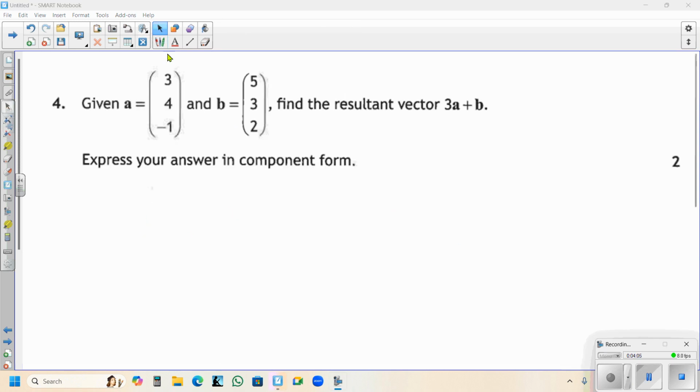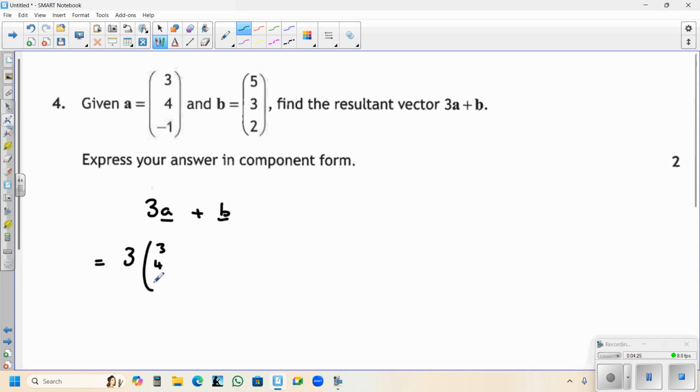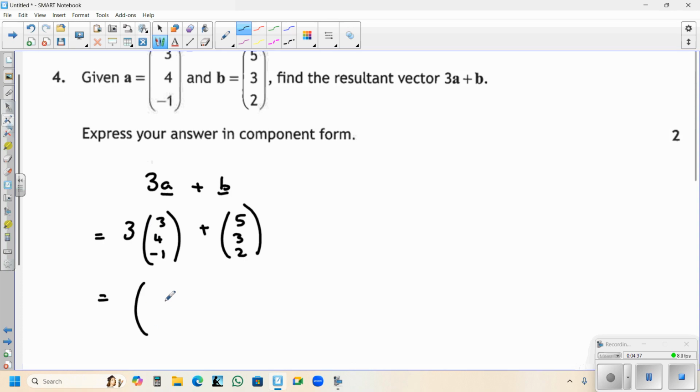Question 4. Vector A is given components 3, 4, negative 1. Vector B has got components 5, 3, and 2. Find the resultant vector of 3 lots of A plus B. So 3A plus B is going to be equal to 3 lots of (3, 4, negative 1). And then I want to add on 1 lot of B, which is (5, 3, 2). So when we multiply this one out, we get 3 3s are 9, 3 4s are 12, 3 times negative 1 is negative 3, and we want to add on 5, 3, and 2.